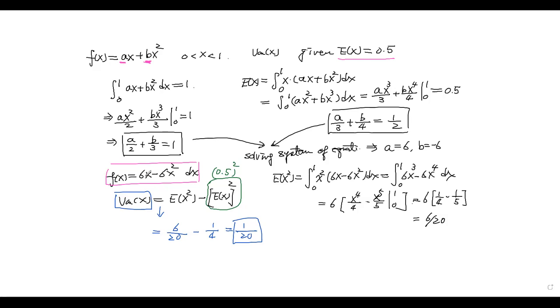So this problem is pretty straightforward. Basically, you just need to recognize that my PDF has two constants, so in order to solve it, you need two equations. The expected value gives one, and the other uses the property that when you integrate the PDF over the domain, it has to equal 1. I think this problem is basically testing whether you understand this property. It's pretty simple, but it's a very nice problem.